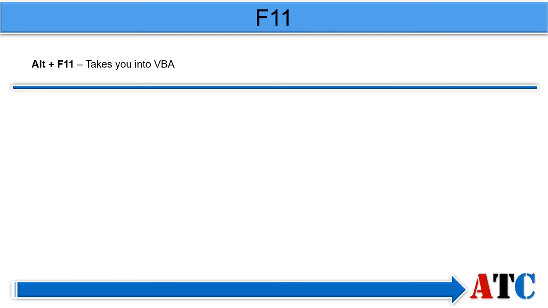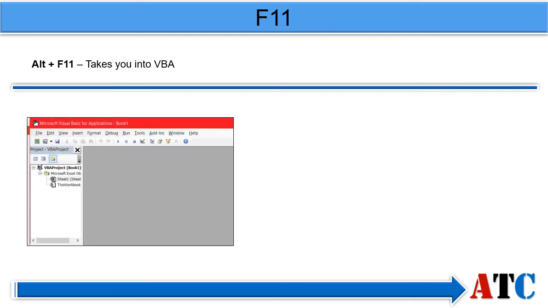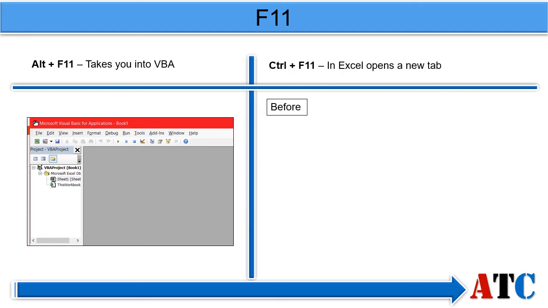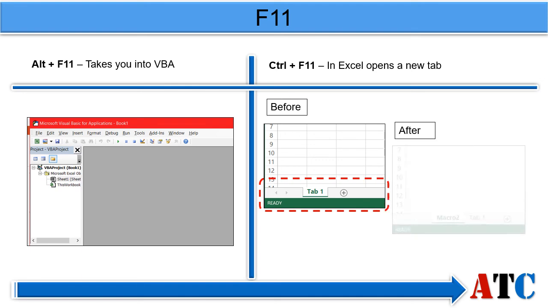Pressing Alt plus F11 while in any Microsoft product will take you into VBA. Pressing Ctrl plus F11 while in Excel opens up a new tab.